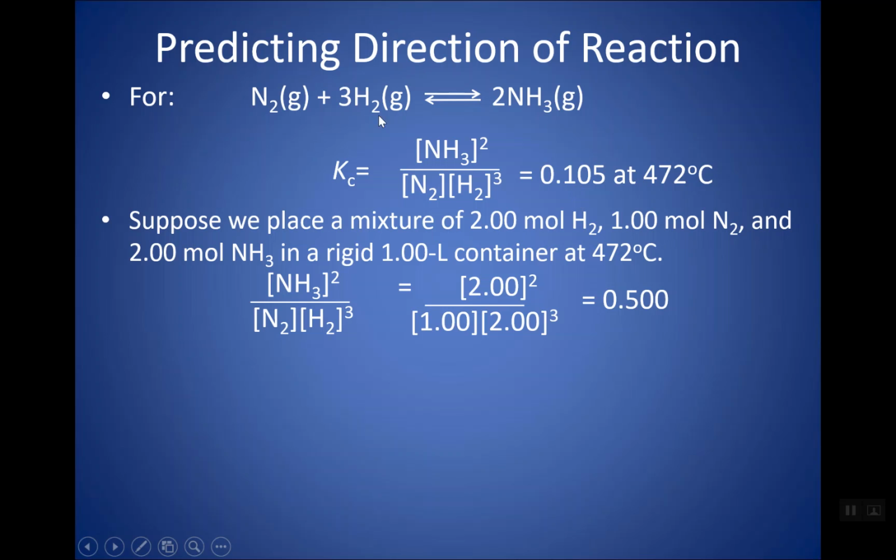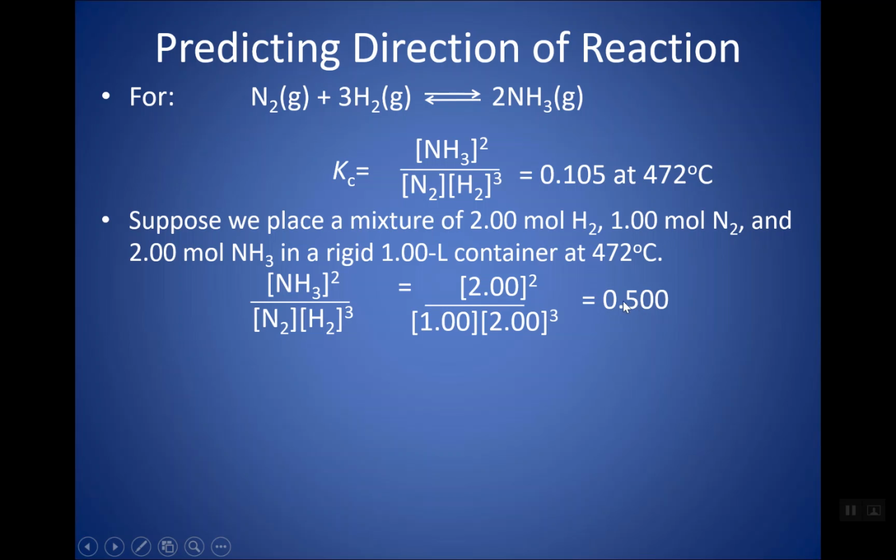Now, if I'm not at equilibrium, that means the forward and reverse reactions are not occurring at the same rate, and the reaction is either going forward, where the forward rate's faster, or going in reverse, where the reverse rate's faster. So how can we figure out whether I'm going forward or reverse? We can compare this number to K. So 0.5, is this higher or lower than K? It's higher. It's too high. I need to bring this number down.